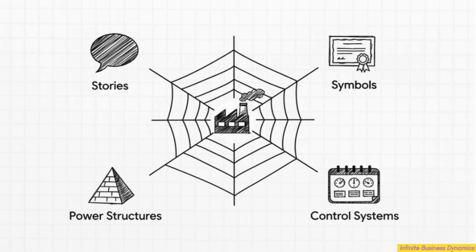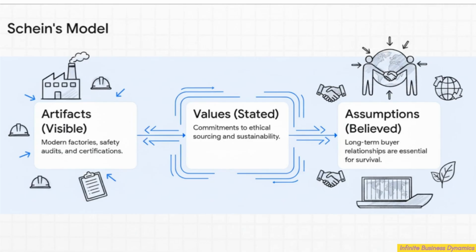It's built on the stories people tell, stories about hitting impossible deadlines. It's reinforced by symbols they're proud of, like international certifications. And the whole thing is held together by clear power structures and daily rituals, like production meetings, that keep the entire machine humming. To get even deeper, think of the factory's culture like an iceberg.